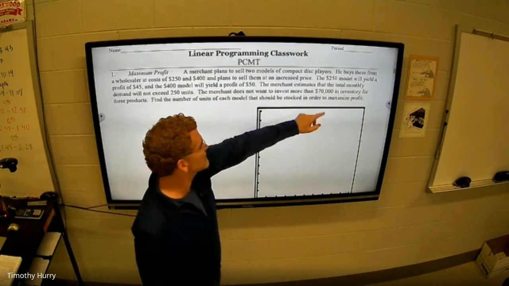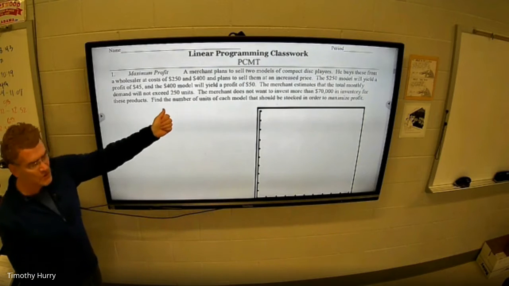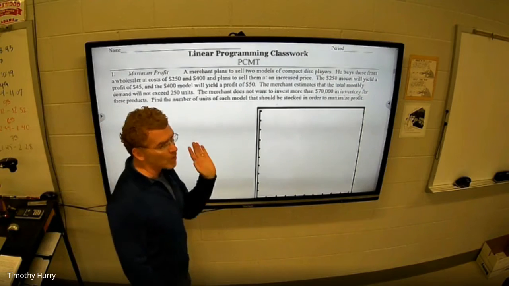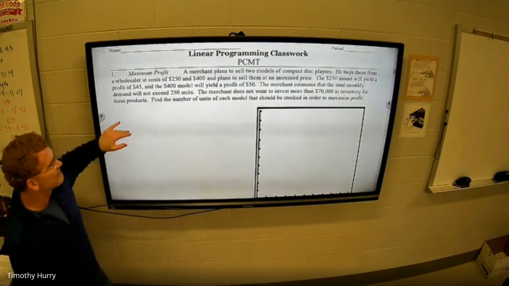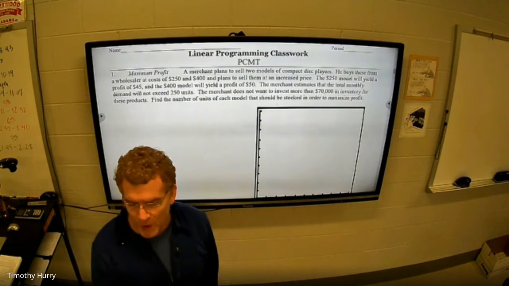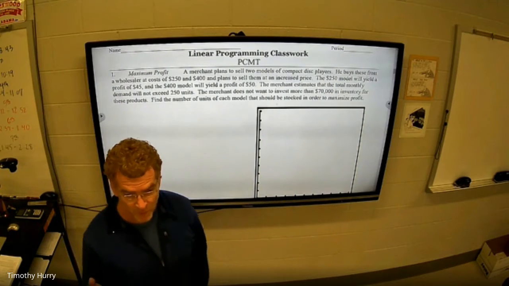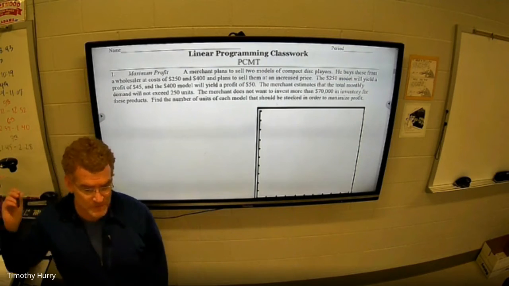The merchant estimates that the total monthly demand will not exceed 250 units. The merchant does not want to invest more than $70,000 in inventory for these products. Find the number of units of each model that should be stocked in order to maximize profit. What did I tell you to look for initially? What is the question? And the question helps you define your variables.